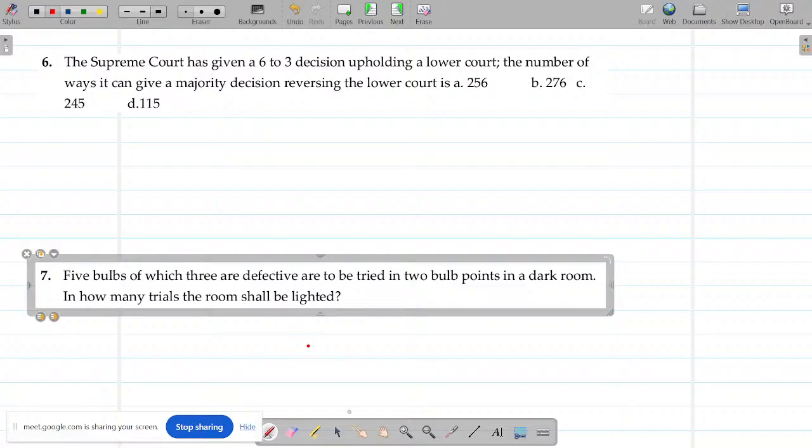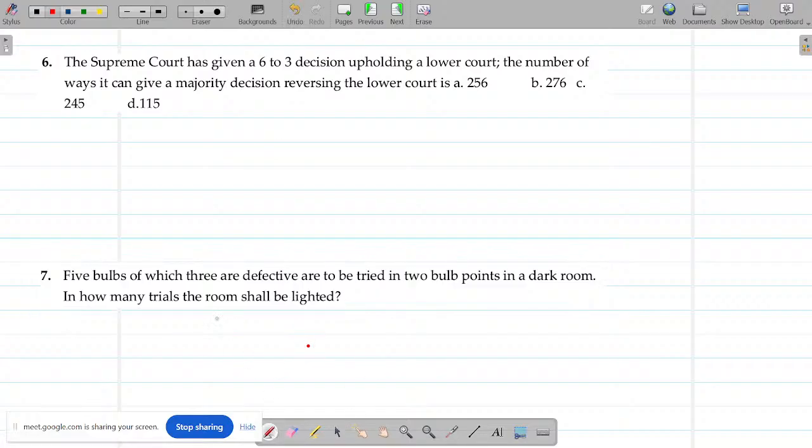Next, I have 2 more problems. Sixth one. The Supreme Court has given a 6-3 decision upholding a lower court. The number of ways it can give a majority decision. So you know this appealing of cases.